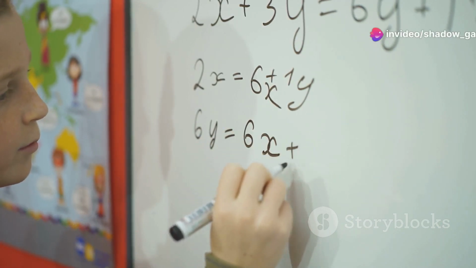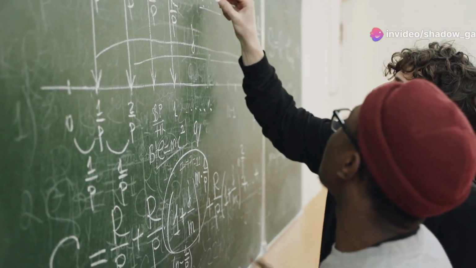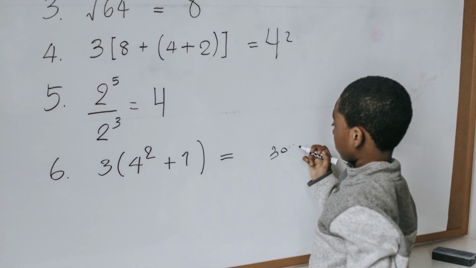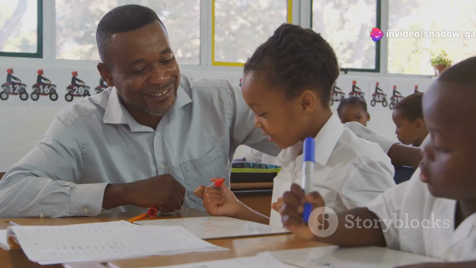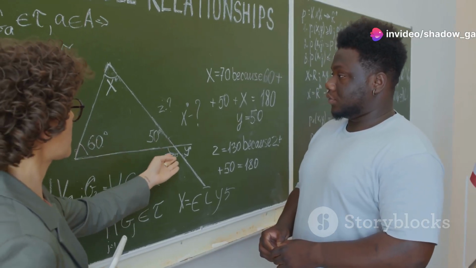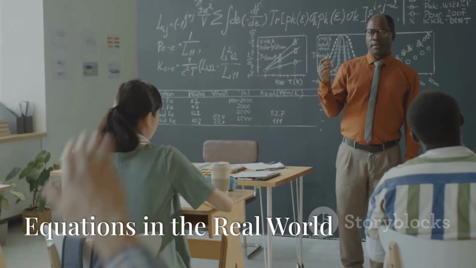Section 8. Practice makes perfect. Mastering the art of solving equations, like any skill, requires practice. The more you practice, the more comfortable and confident you'll become. Start with simple equations and gradually work your way up to more challenging ones. Remember, it's okay to make mistakes along the way. Mistakes are valuable learning opportunities. The key is to learn from them and keep practicing.